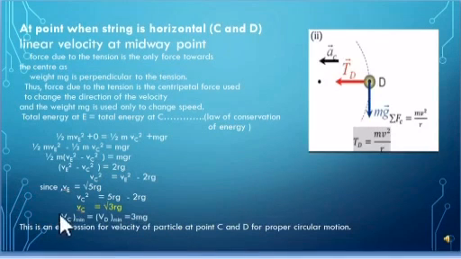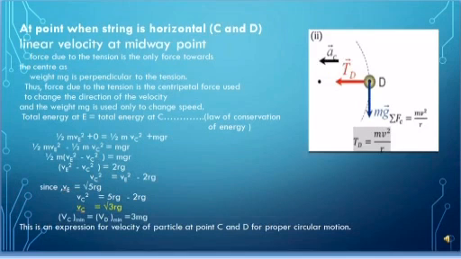Now this is also an important equation. This equation gives us the velocity of a particle at point C and at point D for proper circular motion. So we have studied 4 cases, 4 points, and at those 4 points we have found out the velocity. So we have completed case 1, that is mass tied to a string.